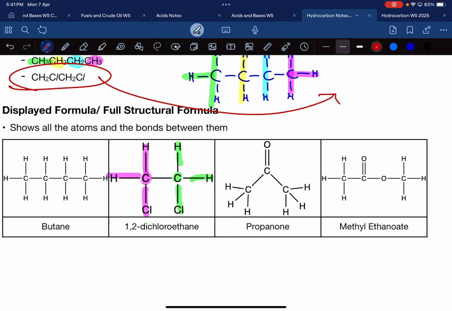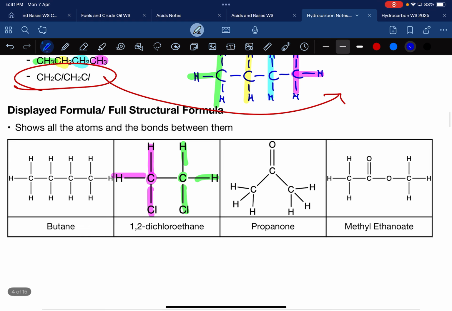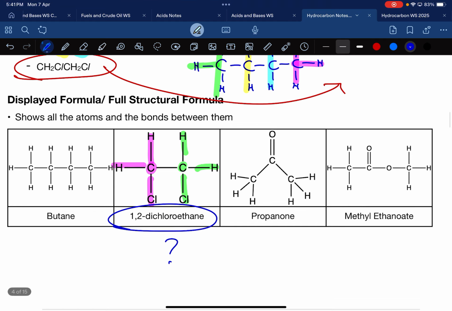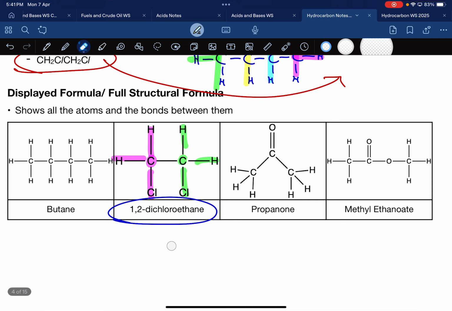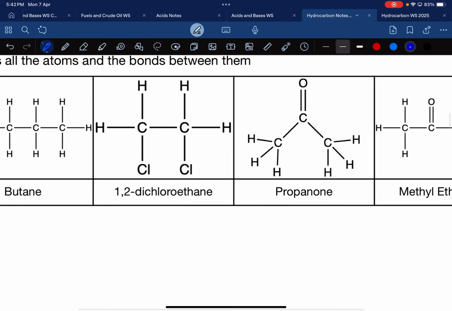Okay. Now, when I was going through this last year as well, some of the kids asked, what is this? 1,2-dichloroethane. Valid question. Not in syllabus though. You want me to go through or don't need? Go through. Oh, thank you for telling me that. Chill.